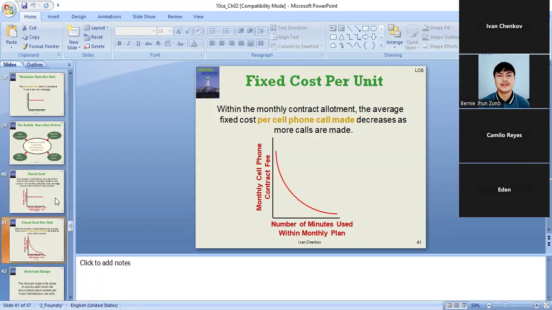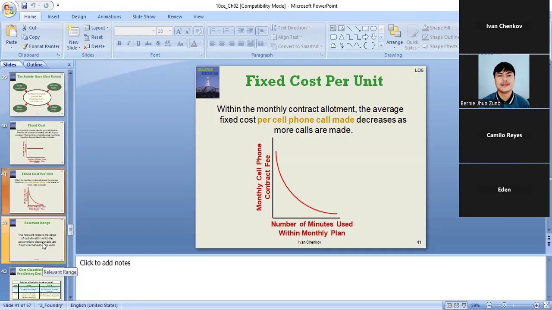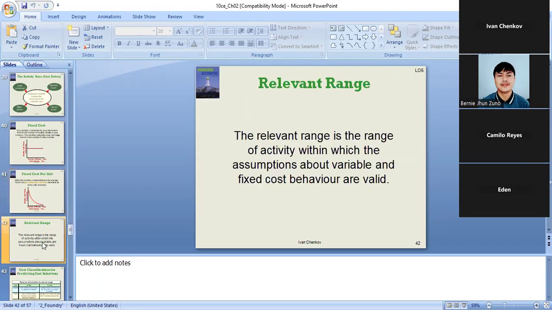Okay, we're going to talk about cost behavior a little bit more in the next chapter, chapter 3. Now let's see what the relevant range is. Relevant range is the range of activity where the variable cost per unit stays the same and fixed cost in total stays the same.